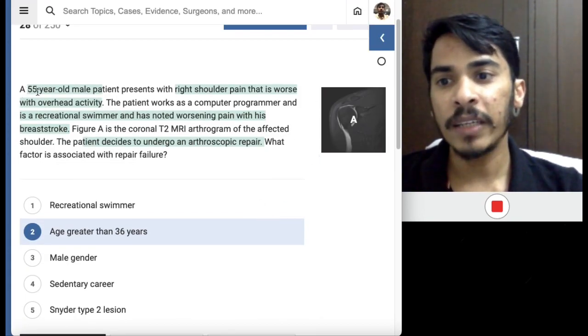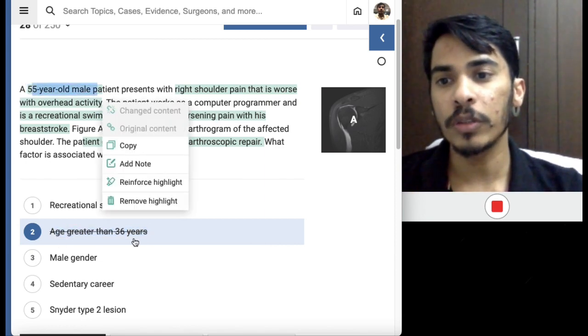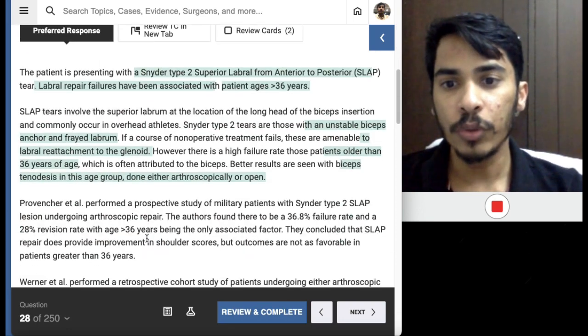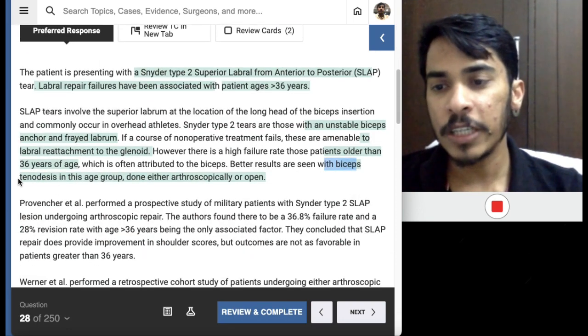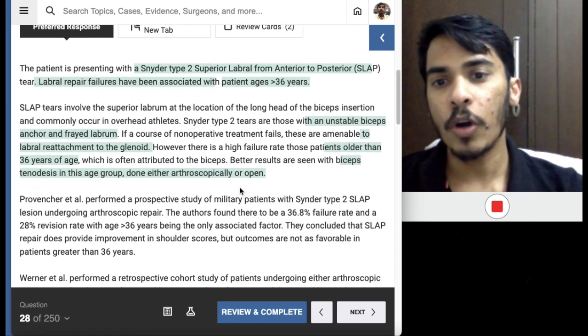So SLAP repair in patients older than 36 years has a very poor prognosis. In older patients, we have to go for a biceps tenotomy and tenodesis in this age group. We can do it either arthroscopically or open.